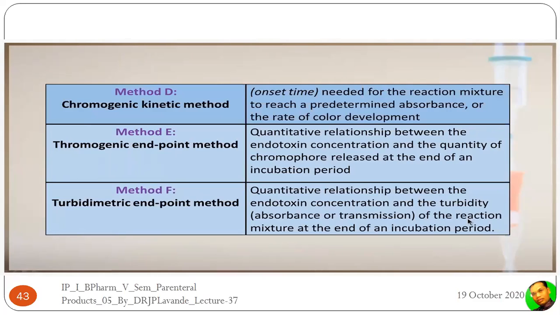It is the endpoint method. It is the quantitative relationship between the endotoxin concentration and the quantity of chromophore released at the end of an incubation period. It is a quantitative method, which means it will determine the quantity of pyrogens present.